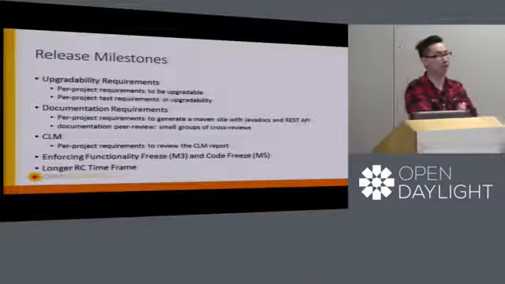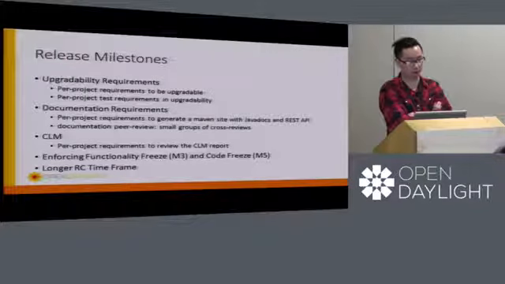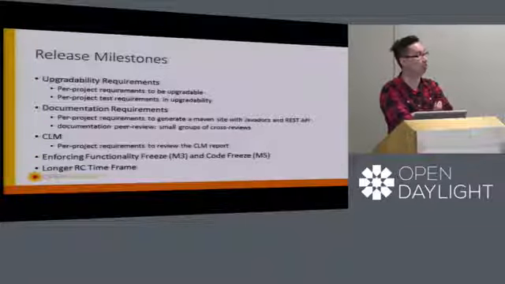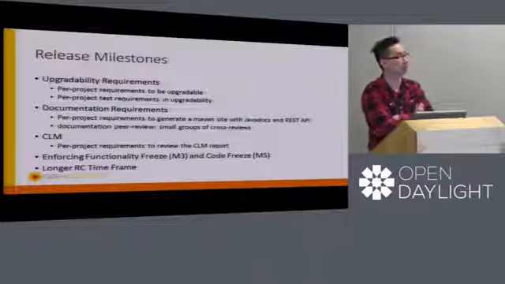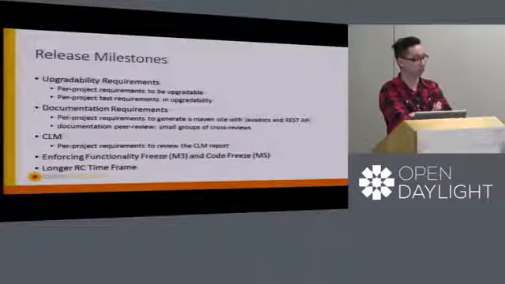I believe that in Beryllium there were a couple of projects, including YANG Tools, that were at least generating a Maven site with their JavaDocs and REST APIs. Yeah, it's just JavaDoc and JavaDoc API. Currently, our ODL parent is configured so that if you have the right POM sections in your project POM, it'll automatically generate Maven sites as well as JavaDoc API. It does not include the REST API part, and that's something we still need to figure out.